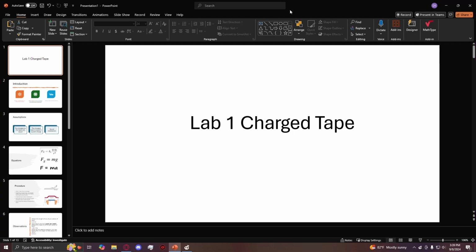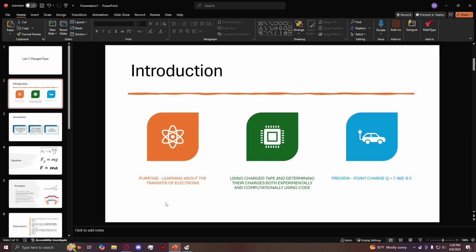Hello, my name is Kiefer Young, and this is Physics Lab 1, the Charge Tape Lab. The purpose of this lab is learning about the transfer of electrons, and we're going to be doing this by using charge tape and determining their charges both experimentally and computationally using code.